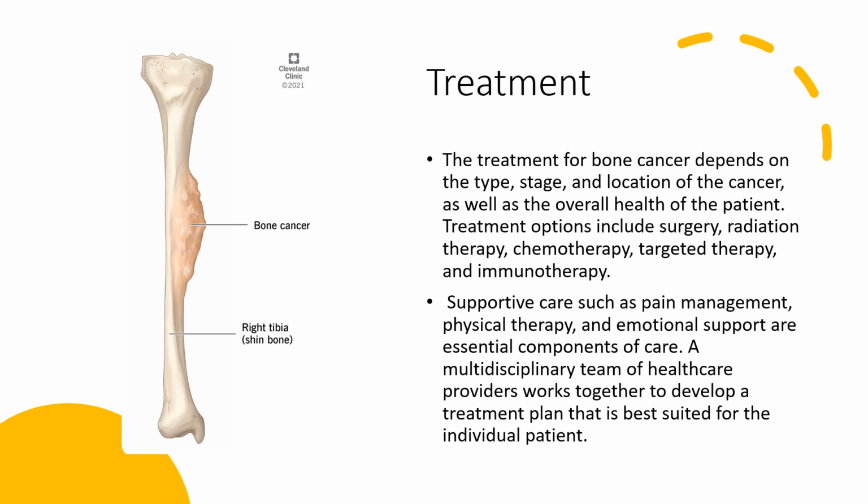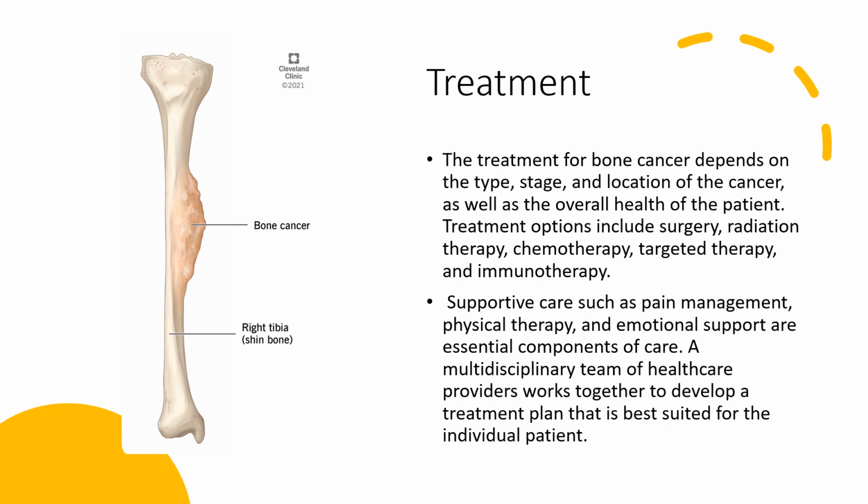Third is chemotherapy. Chemotherapy is a type of cancer treatment that uses drugs to kill cancerous cells. It may be used before or after surgery or as a primary treatment for bone cancer that has spread to other parts of the body. Chemotherapy is often used in combination with other treatments such as surgery or radiation therapy.